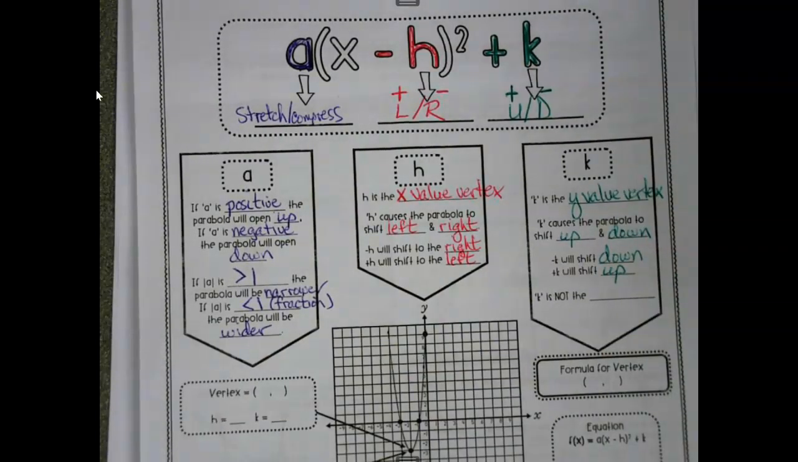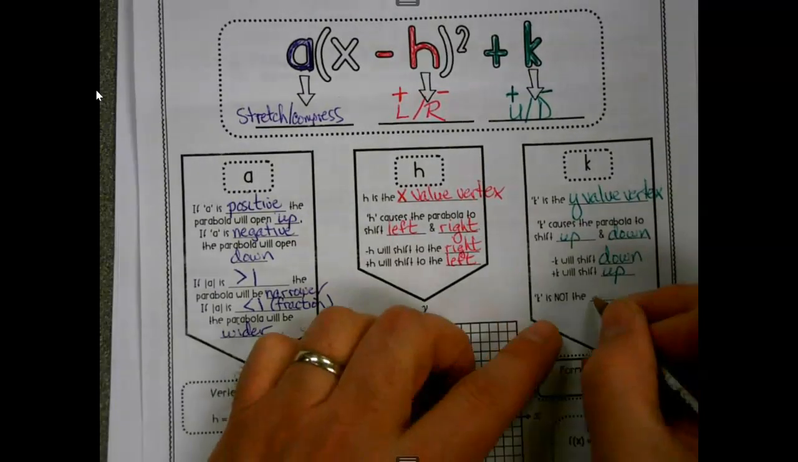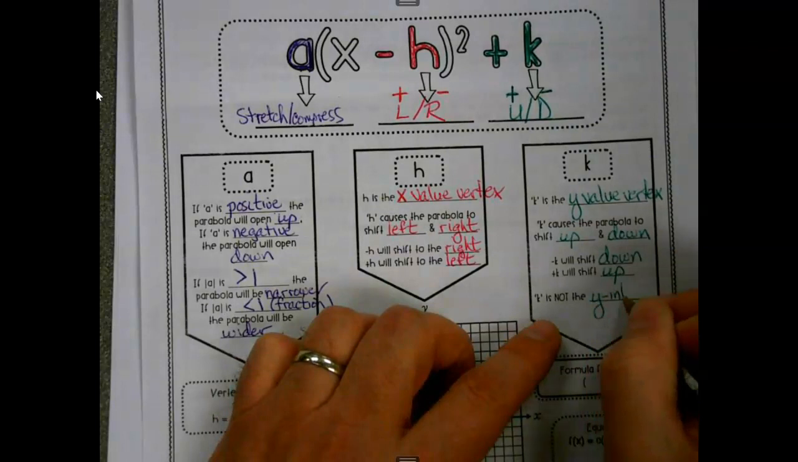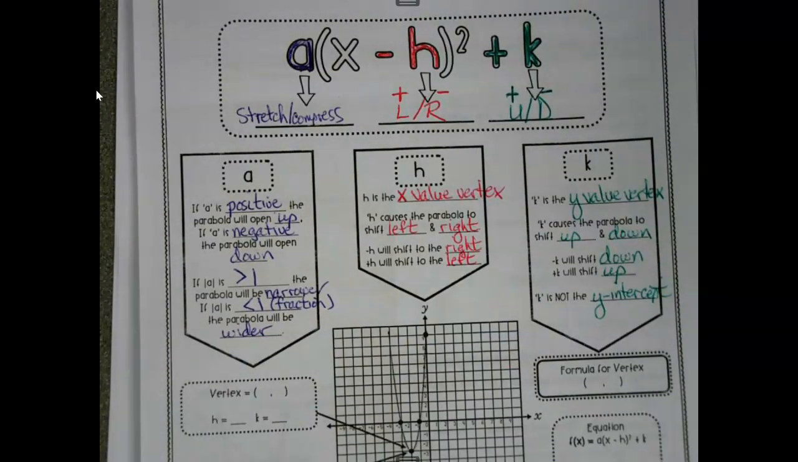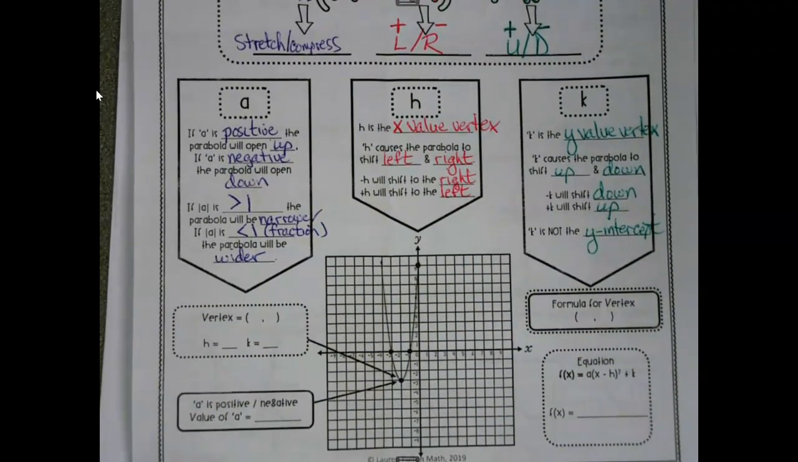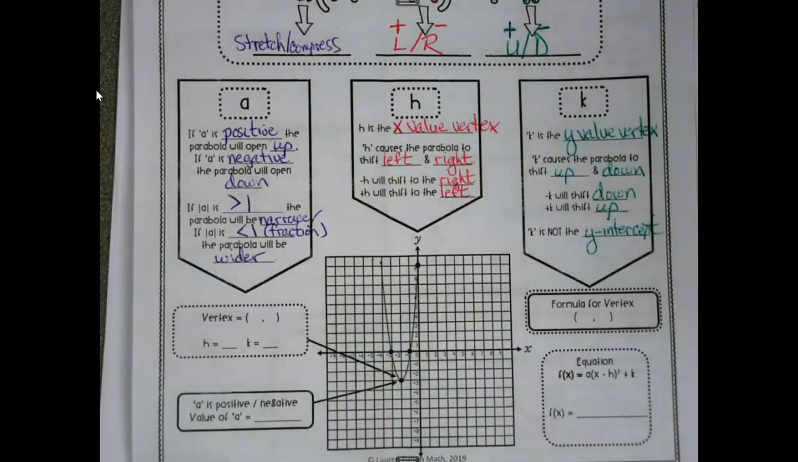And you're like, k is not the what? No, no. K is not the y-intercept. Now, here's why I mentioned that. When we're graphing lines, the number on the end is always your y-intercept. But this isn't just a line, this is a parabola. And so we're making sure that we don't mix those things up.